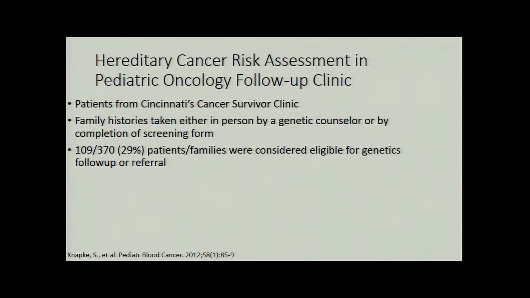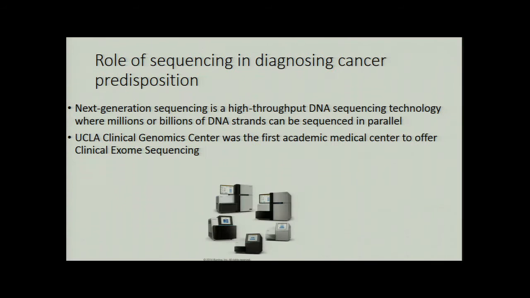This study from Cincinnati looked at hereditary cancer risk assessment in their cancer survivors clinic. Family histories were taken either in person by a genetic counselor or by completion of a screening form. They found that nearly 30% of patients were considered eligible for further genetics follow-up or referral. However, even this 30% may underestimate the true percentage of pediatric patients who should have follow-up and workup by genetics, because these are patients who survived 5 years from their cancer diagnosis, so it will have missed patients who didn't make it to their survivor clinic.